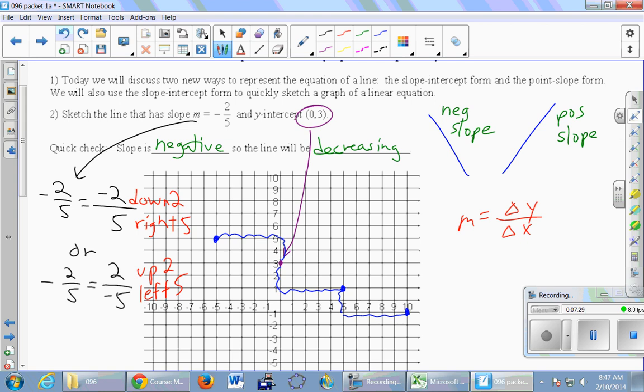And that's plenty. All we need is 2 points. So just connect the dots with a straight line. And that's it. Questions on that?